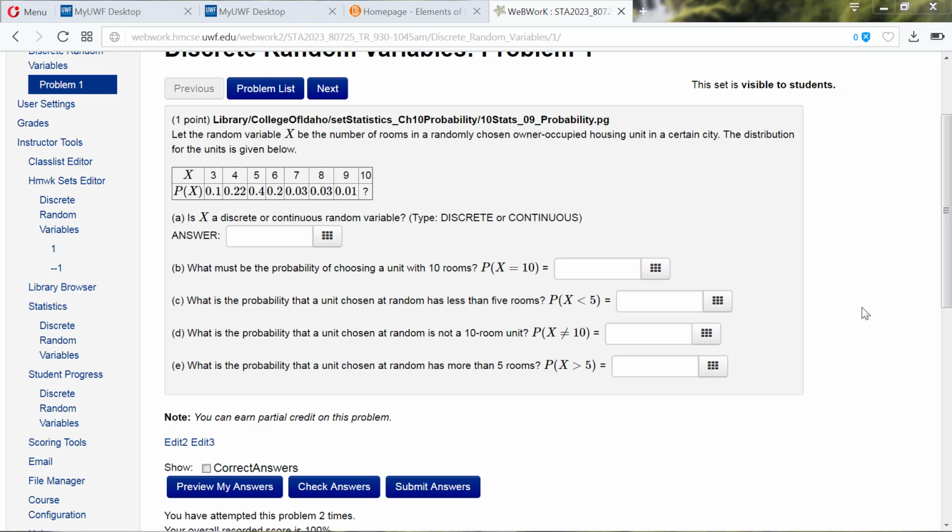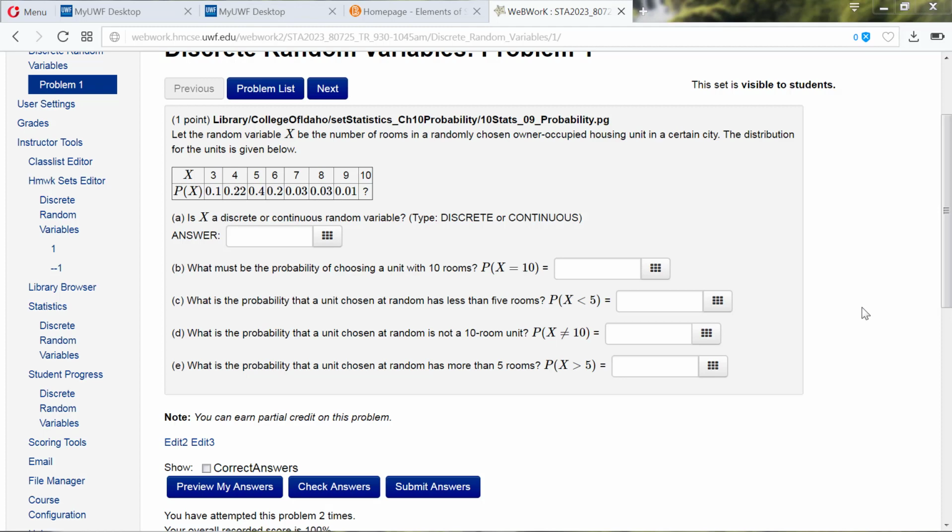So there are obviously 3-bedroom units, 4-bedroom units, 5-bedroom units, 6-bedroom units, 7-bedroom units, 8-bedroom units, 9-bedroom units, and 10-bedroom units. There are no 1-bedroom units. There are no 2-bedroom units. There are no 11, 12, 13, 14-bedroom units, okay? So that's what the random variable x denotes, how many bedrooms are in a unit, and those are our available options.